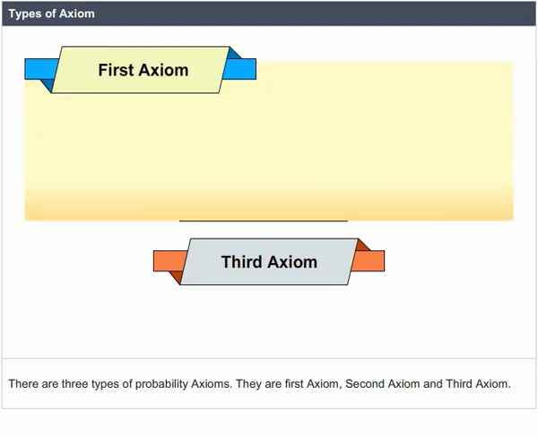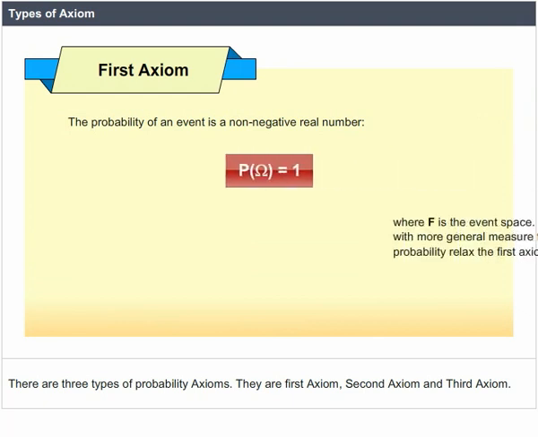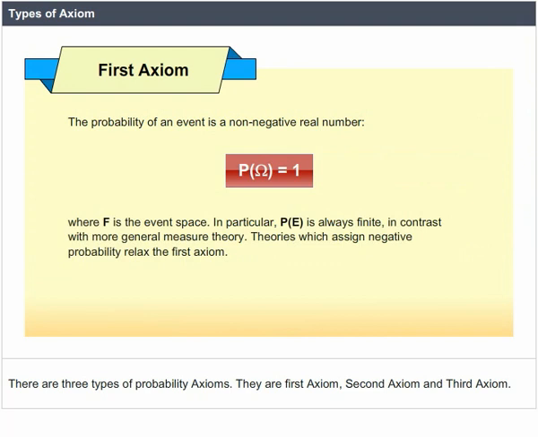First axiom: the probability of an event is a non-negative real number. P(E) is a real number for every E in F, where F is the event space. In particular, P(E) is always finite, in contrast with a more general measure theory. Theories which assign negative probability relax the first axiom.